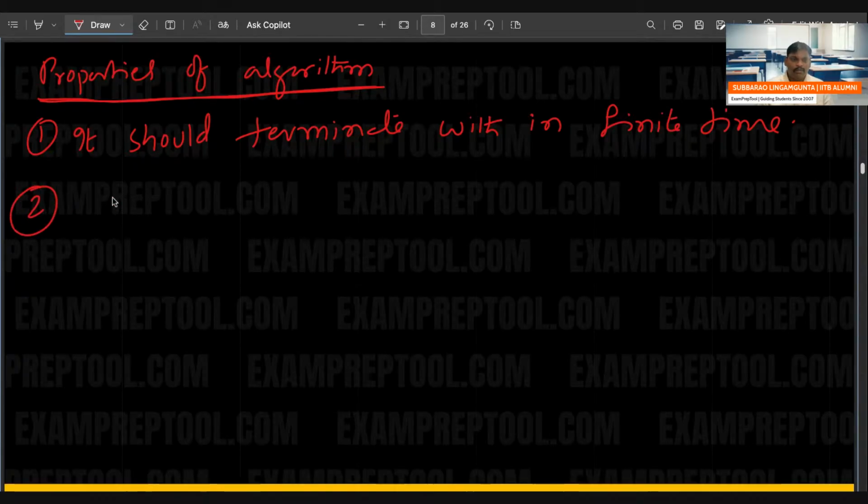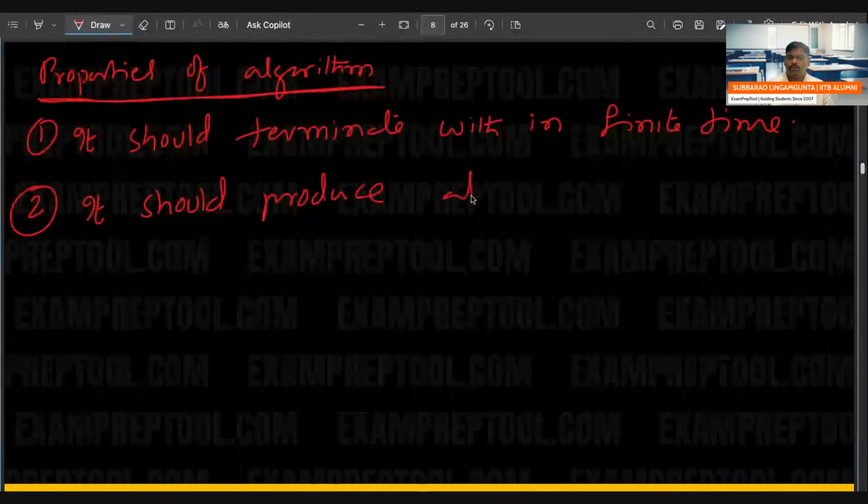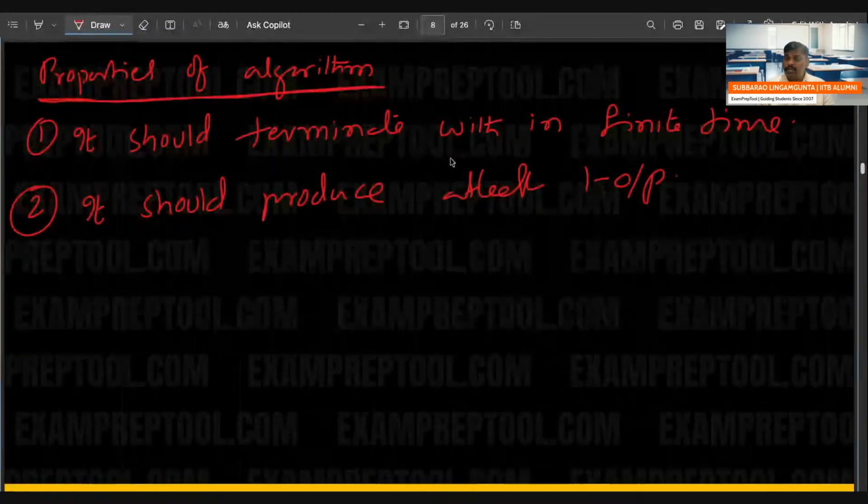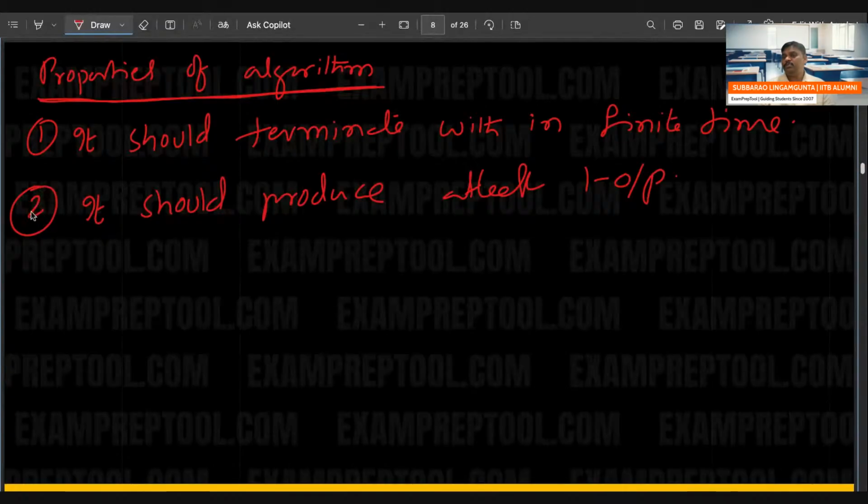Next, it should produce at least one output. Not only terminating, at least one output should be there. If there is no output, then why did you write the algorithm? When someone says they wrote an algorithm, you have to check these things. Is it terminating within finite time? Yes. Next, is it producing at least one output?